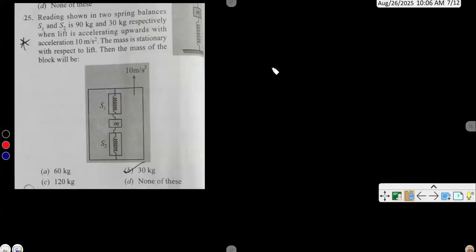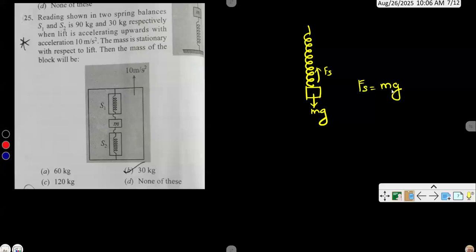Let us do this question. In this case, reading is shown by two spring balances. Whenever a spring balance question comes, if a spring is attached like this, the weight mg will be acting downwards. Spring force will be pulling it upwards. So spring force is equal to that weight mg. That is how a spring balance measures the weight of the body.